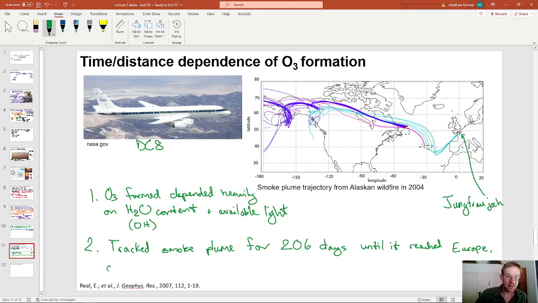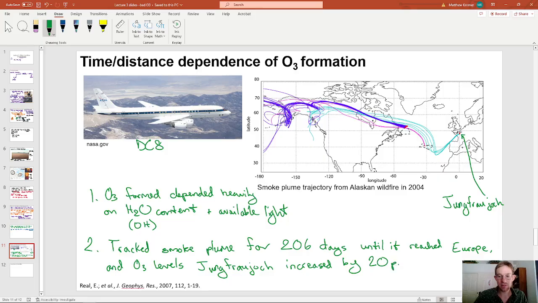ozone levels in this town, Jungfraujoch, increased by 20 parts per billion. So there's that unit again, but just remember, at least in the case of LA, which to be fair is a bigger city, they reside kind of teetering on the edge of the maximum permissible value, around 50 parts per billion. So what was observed in this town in Europe is that ozone levels increased by 20 parts per billion over a 5-day period.